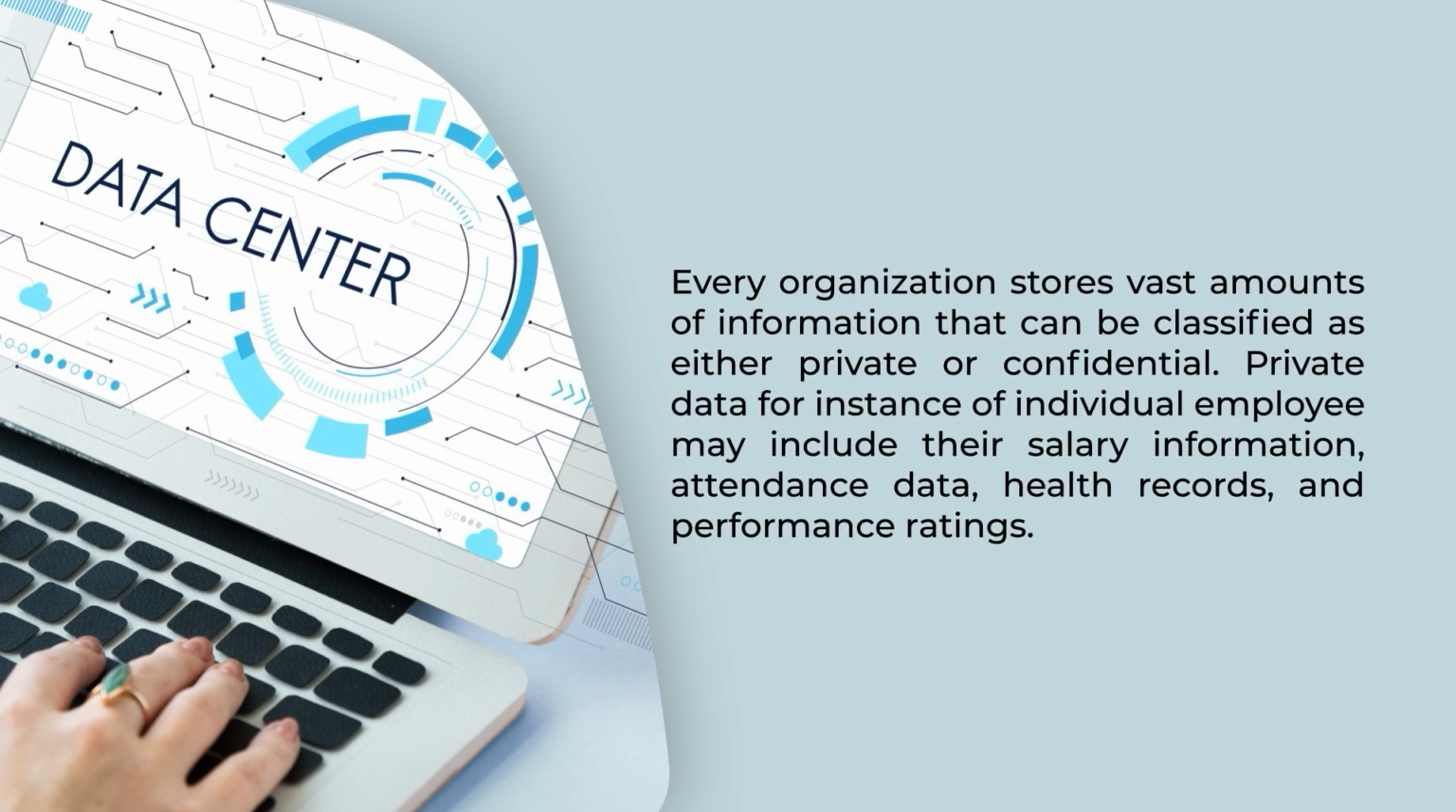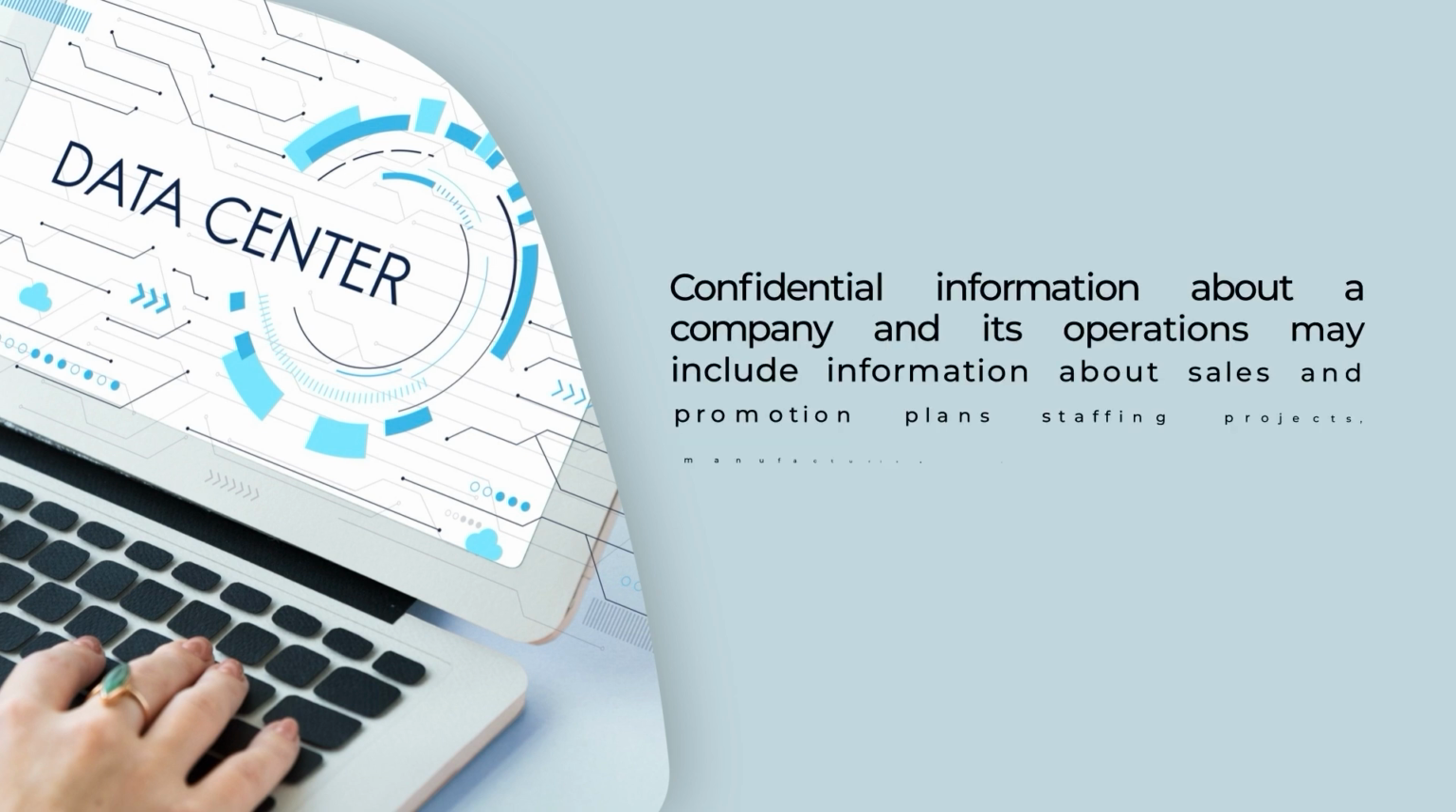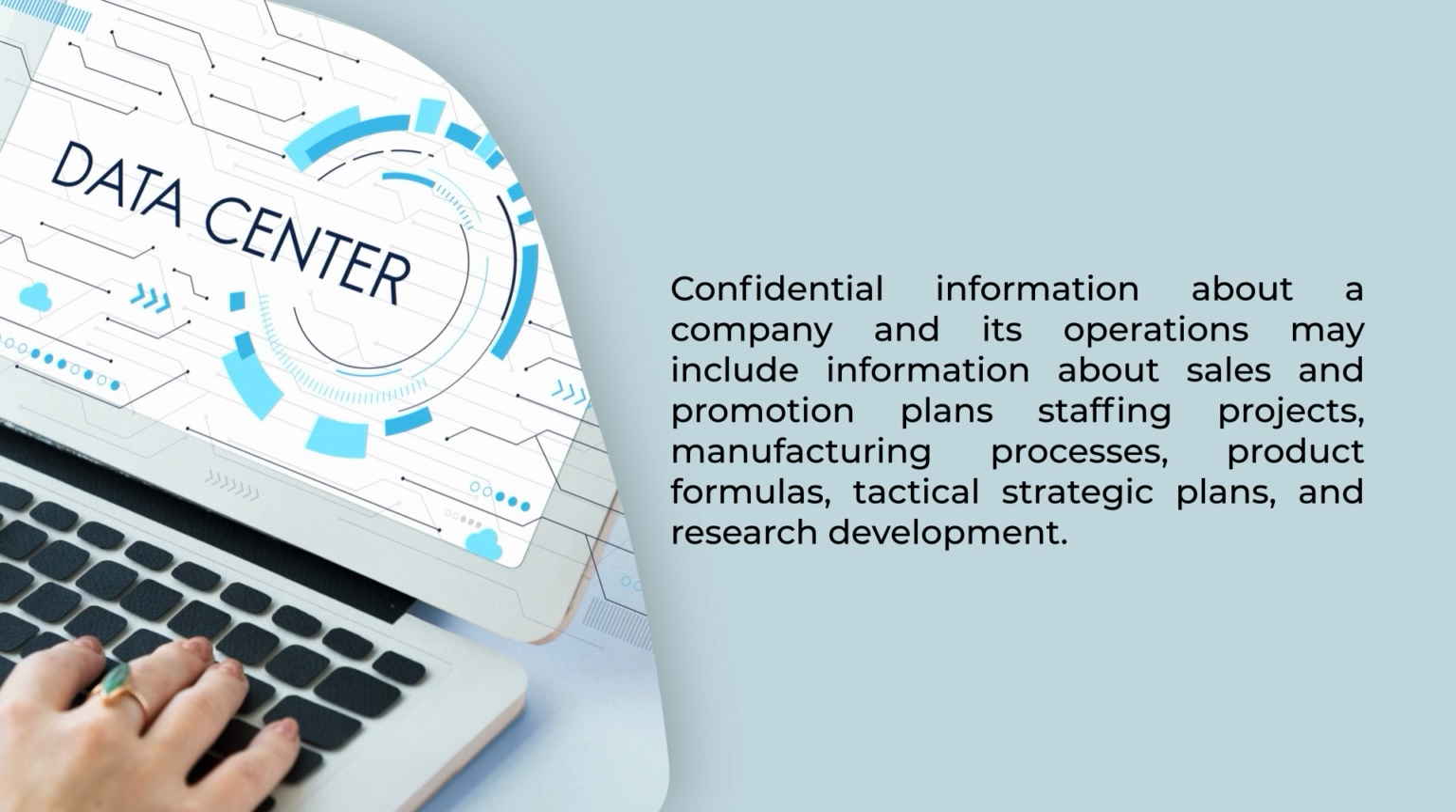Every organization stores a vast amount of information that can be classified as either private or confidential. Private data, for instance, of an individual employee may include salary information, attendance data, health records, and performance ratings. Private data also includes information about customers' credit card, telephone number, home address, and so on. Confidential information about a company and its operation may include information about sales and promotion, planned staffing projects, manufacturing process, product formulas, tactical strategic plans, and research and development.